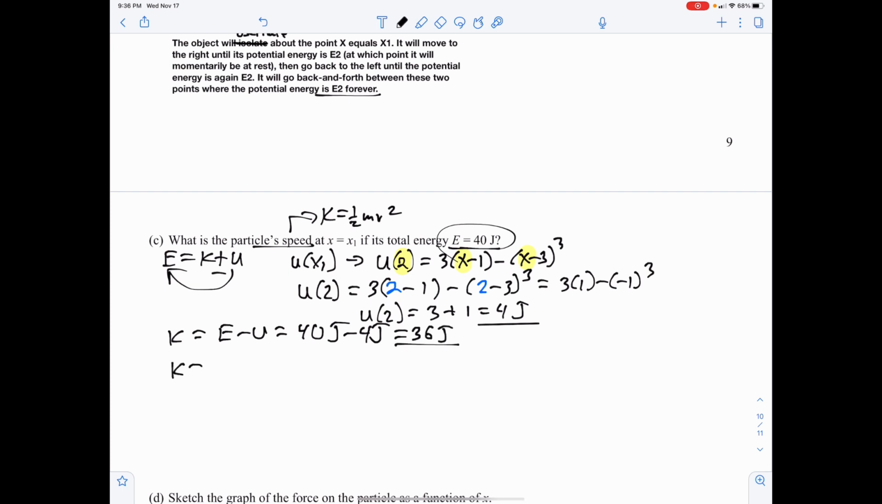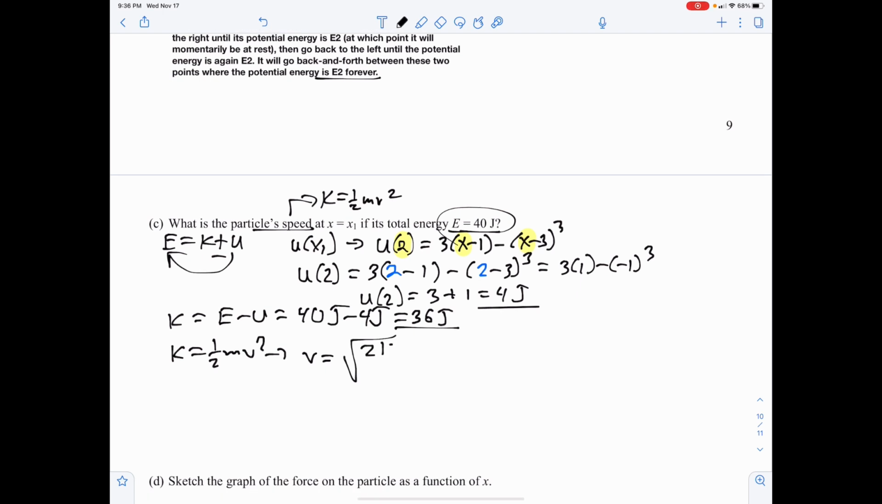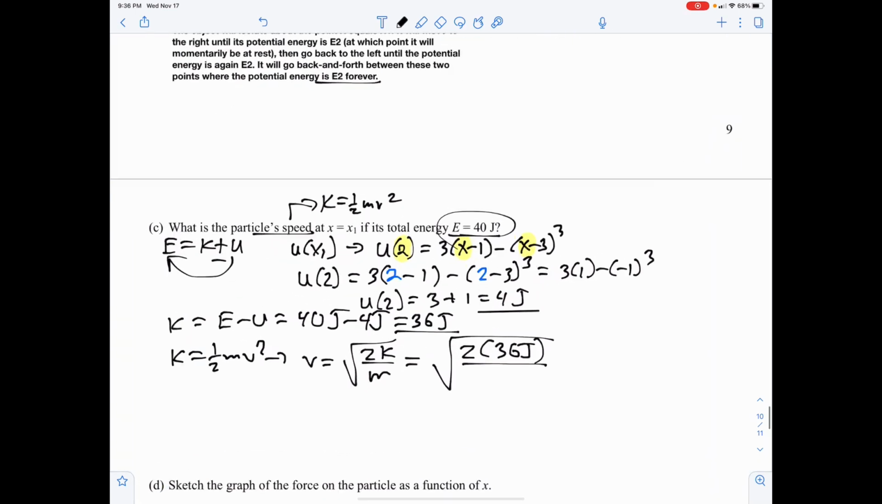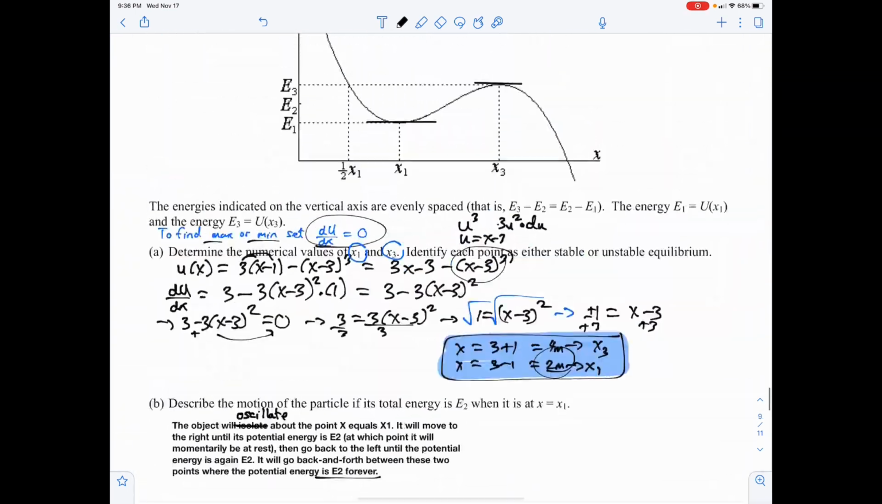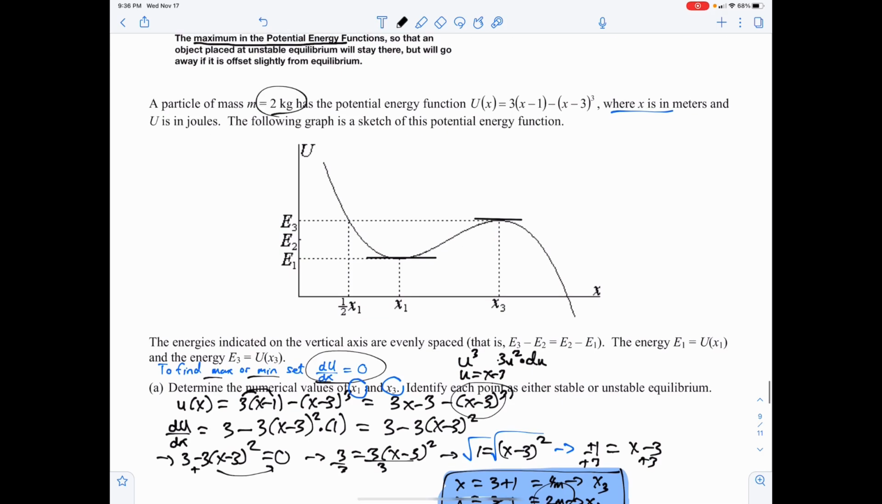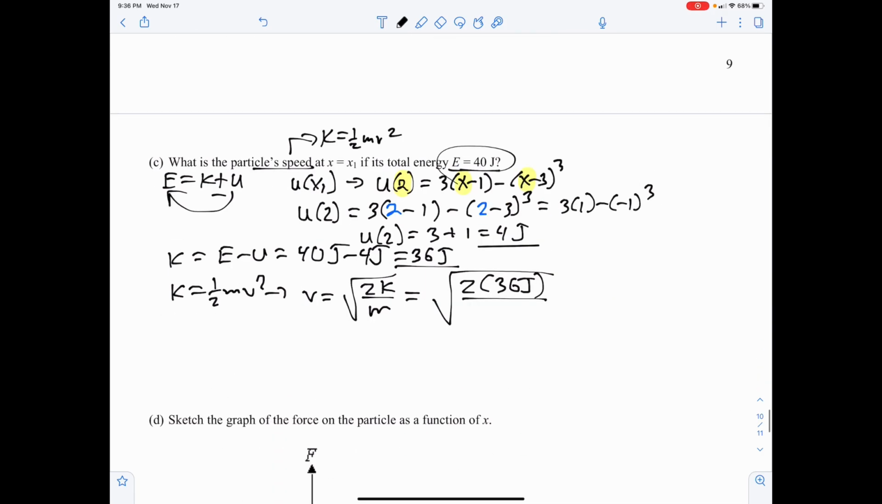If we take our kinetic energy calculation and solve for speed, we would multiply by 2, divide by mass, square root. 2 times the kinetic energy over the mass would give us 2 times 36 over the mass. Were we given the mass? Let's go back and look at the problem. 2 kilograms. Well, that's nice. That cancels. That's going to leave you with 6 meters per second.